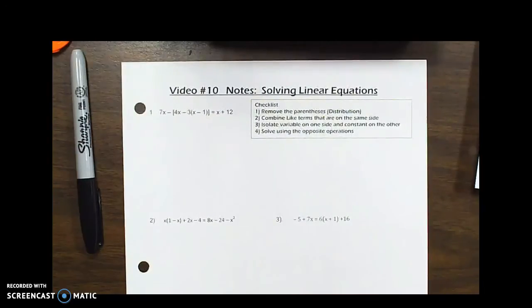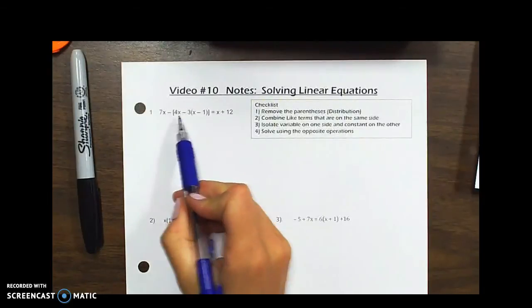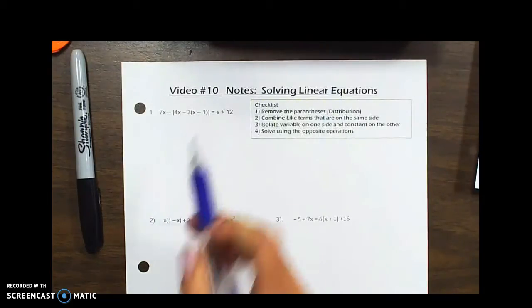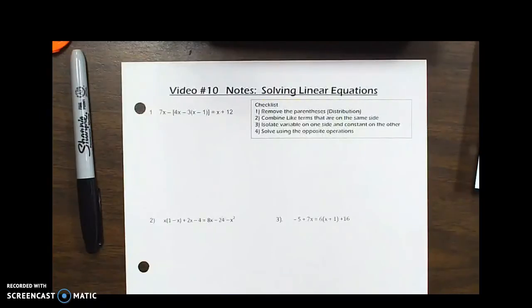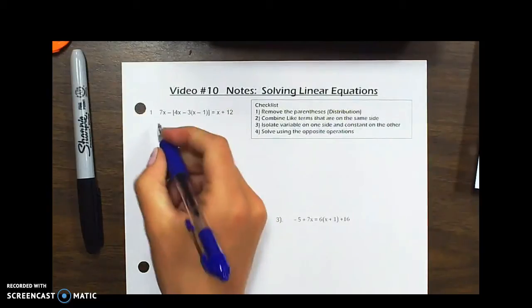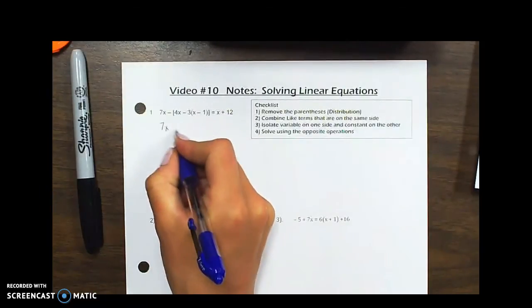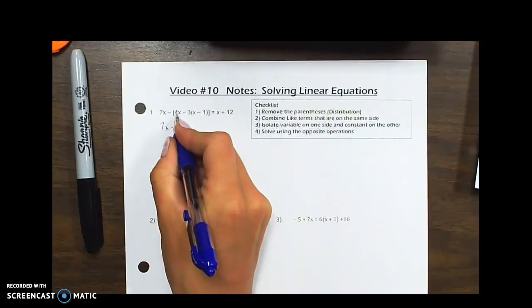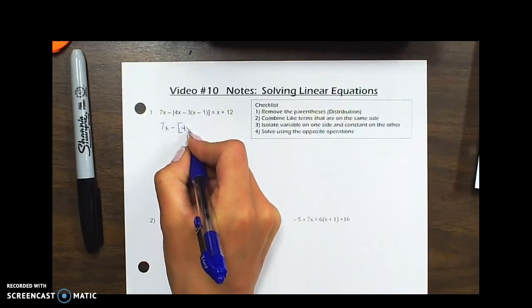All right, so let's go ahead and take a look at number one. Now, number one, I have brackets and I have parentheses. Brackets are just a fancy way of writing parentheses, but it's when there's a double parenthesis. You always want to start with the one that's on the inside. So I'm going to start here with this inner parenthesis. So the 7x is going to stay the same, minus the bracket's going to stay the same, the 4x is going to stay the same.